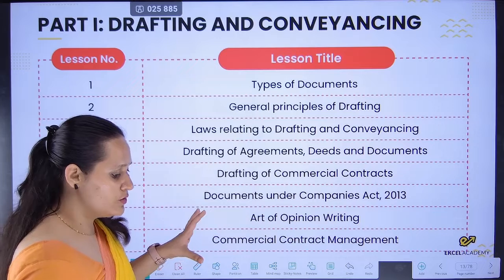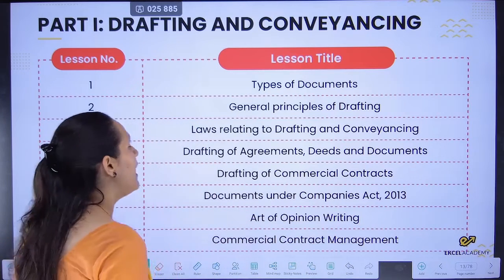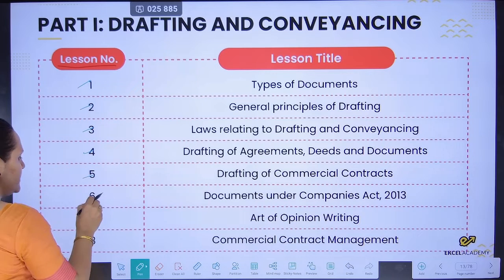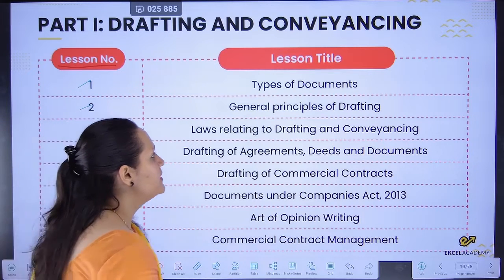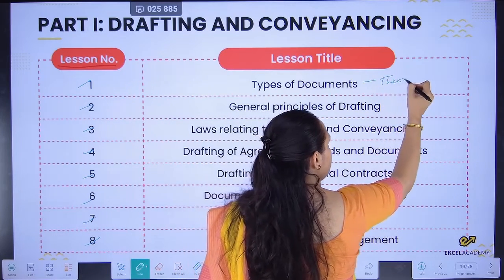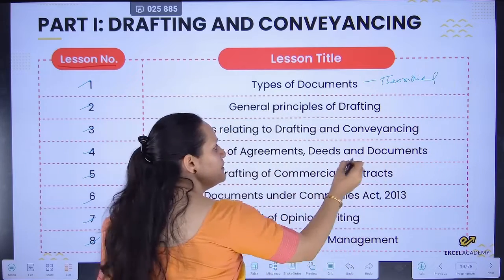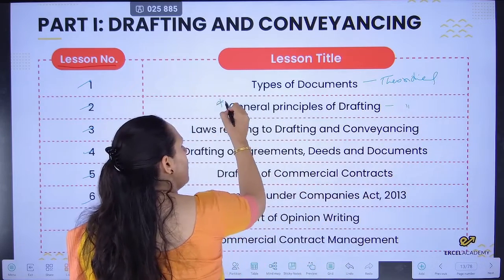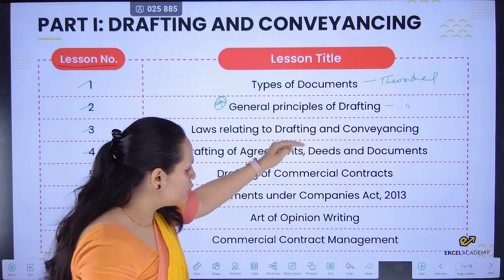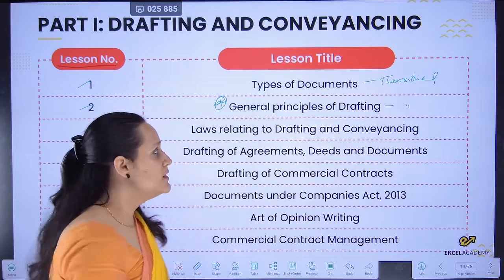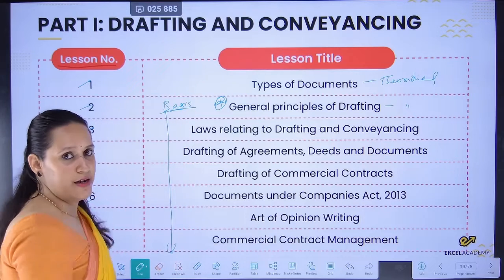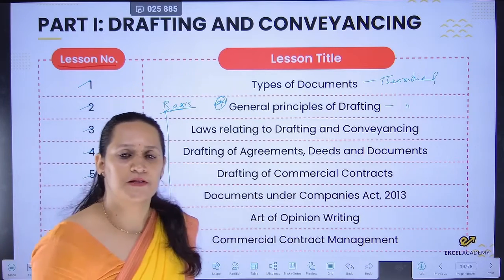So let's get to the basics of the syllabus. Part 1 consists of 8 chapters, 1, 2, 3, 4, 5, 6, 7, 8. Now out of this, the first chapter is types of documents, which is basically theoretical. General principles of drafting is theoretical, which is most important. Why? Because until and unless you understand the general principles of drafting, it is very difficult to go ahead with the remaining chapters. This is the basis on which the other chapters are created. So first you have to focus on general principles of drafting.